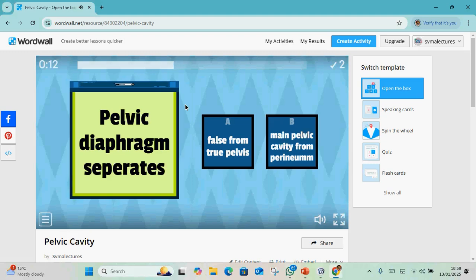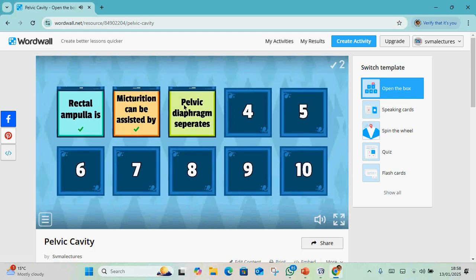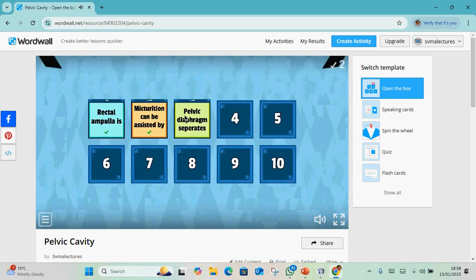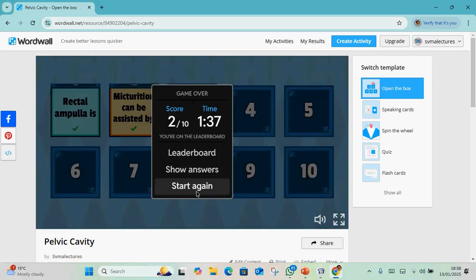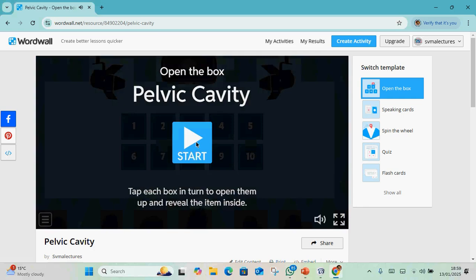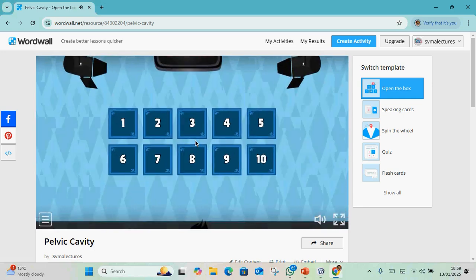Do you agree with her? What separates false from true pelvis? Wait, no, sorry. The pelvic inlet, or the brim, separates false from true pelvis. That was the wrong answer. The pelvic diaphragm separates the pelvis from the perineum, and the pelvic inlet separates the false from the true pelvis. Is that clear? Yes, it's clear. So we just have to do it all again.